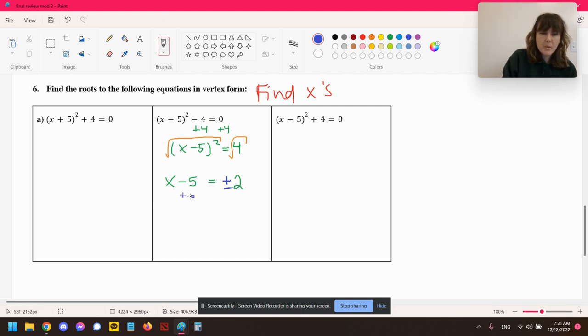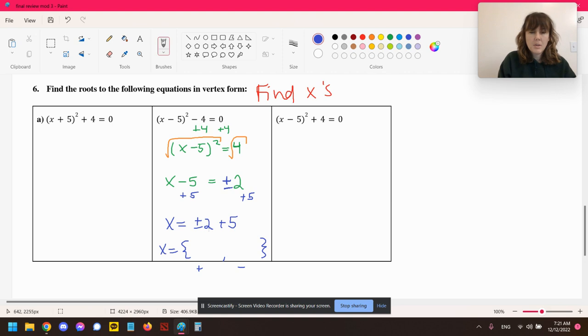Now I'm going to add 5 to both sides. And now I'm going to actually do this. The first one I'm going to pick plus, the second one I'm going to pick minus. If it's positive 2 plus 5, we get 7 as our root. And if it's negative 2 plus 5, we get 3 as our root.